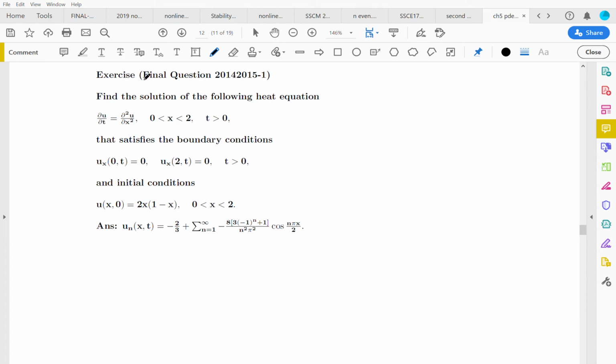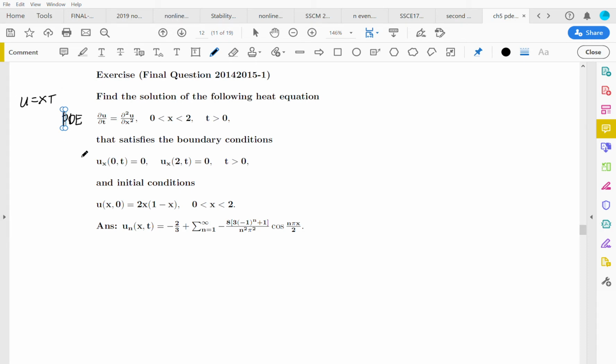Okay, for this exercise question, this is a heat equation. The boundary condition we have is in terms of del U, del X. Okay, and here is the initial condition. So as usual, we have the PDE. The PDE we have to transform into an ODE using U equal to XT.